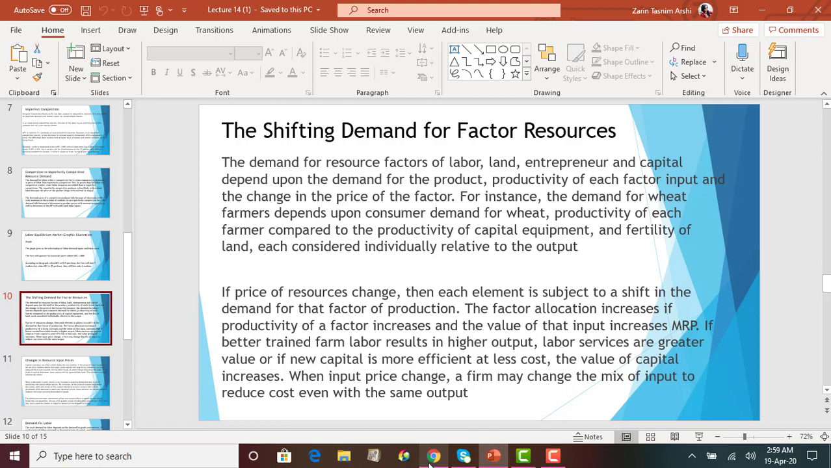Similarly, the demand for capital will depend on how much capital is needed to make the finished product, what is the productivity of capital, and the change in price for capital. Okay, so three things: the demand for the product, productivity of each factor, and the change in price. Again, as an example, the demand for wheat farmers, here wheat farmers are the labor, depends on how much consumers demand wheat. That's the first one, the demand for the product.